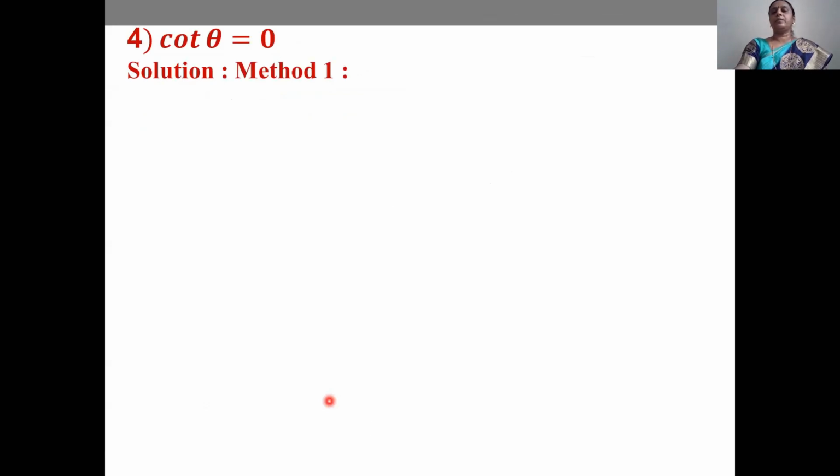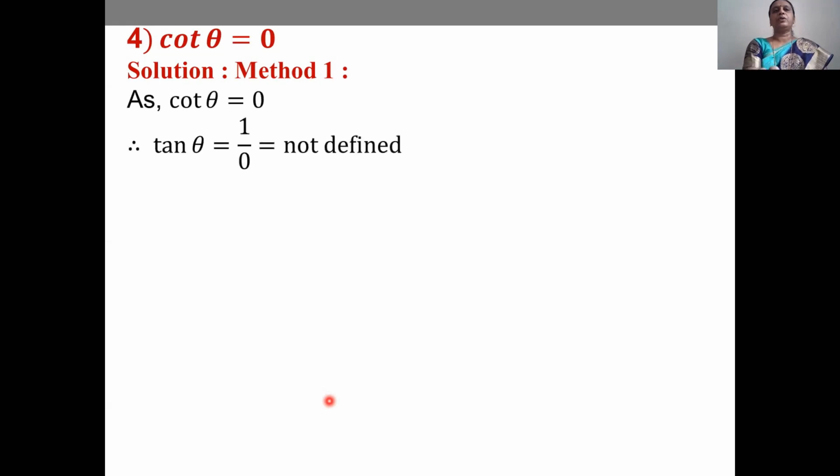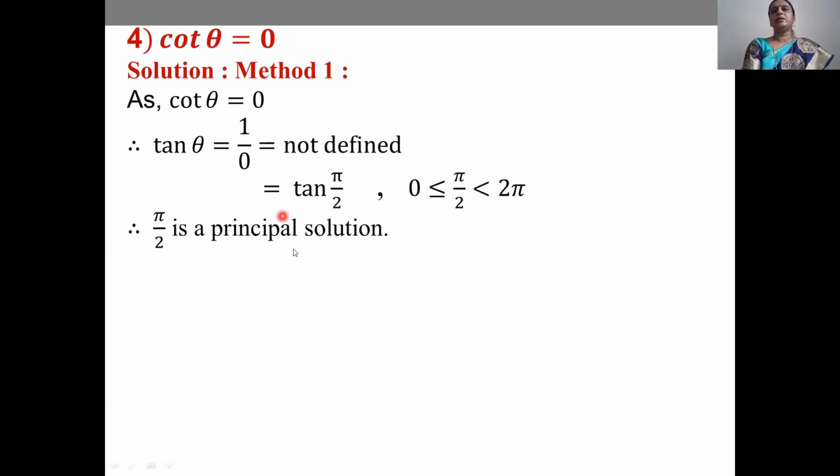This problem can be solved in two ways. Let's consider the first method. Write down cot theta is equal to 0. Then take the reciprocal: tan theta is equal to 1 by 0. 1 by 0 means not defined. The value of tan theta is not defined at the angle pi by 2. Therefore, for this not defined value, I will write tan pi by 2. Pi by 2 means an angle of 90 degrees, which obviously lies in the interval 0 to 2 pi. It means pi by 2 is a principal solution.